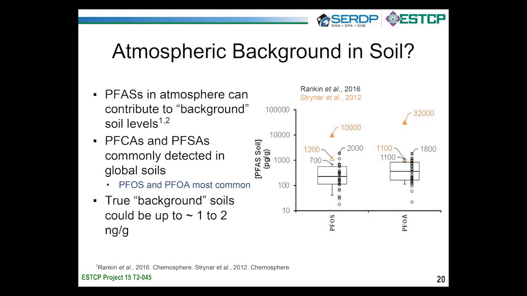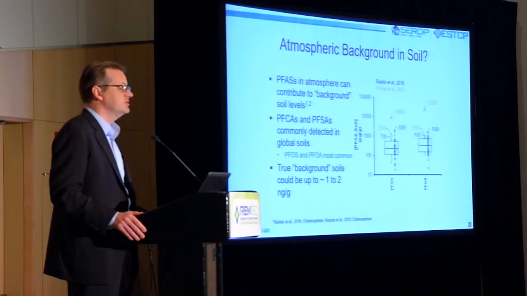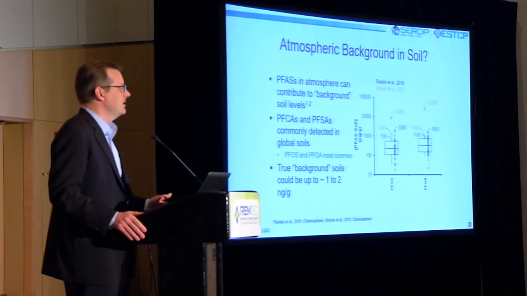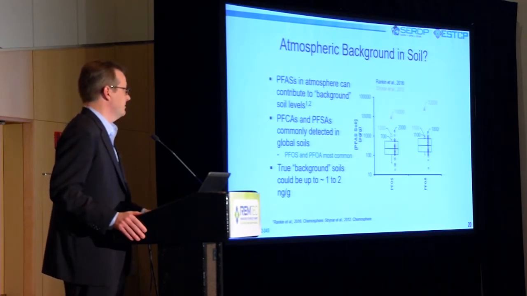The perfluorocarboxylates and perfluorosulfonates were the most commonly detected, PFOA and PFOS being the two most common. But the thing to point out here is the concentrations at most of these locations were typically up to 1 to 2 nanograms per gram, or 1 to 2 parts per billion. A few were a little bit higher, but most of the data was in that 1 to 2 nanogram per gram range. This is orders of magnitude below the levels that we see at sites where the AFFF has been applied. So it's not that there's not a background level in soil, but the levels in background soils are often quite lower than what we see when the AFFF has been applied at a particular site.